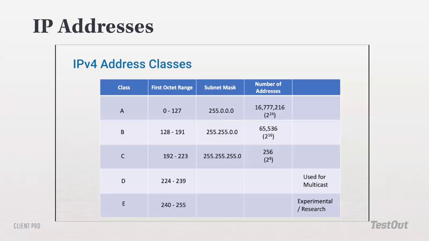And if you ever want to figure out how to remember these ranges, it's actually pretty straightforward. Class A, the first bit is a 0. Class B, the first bit is a 1. Class C, the first 2 bits are 1. Class D, at least the first 3 bits are 1. And Class E, at least the first 4 bits are 1.